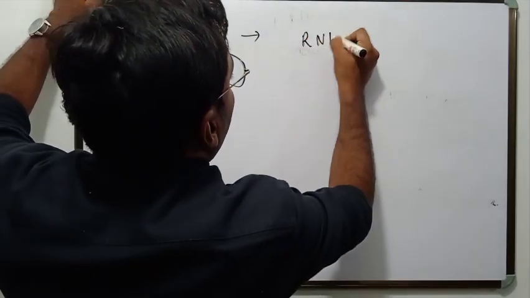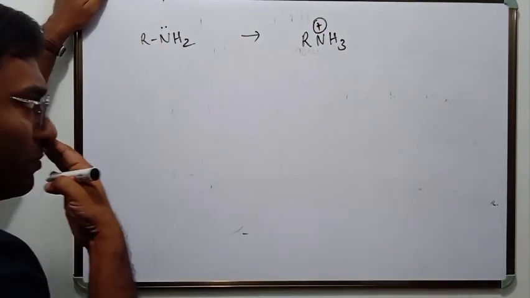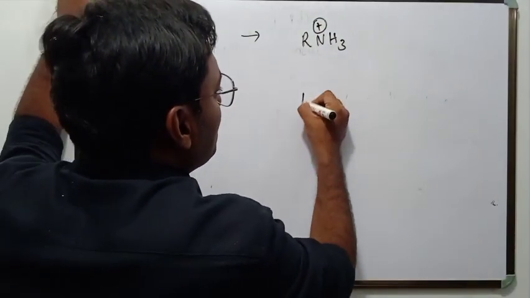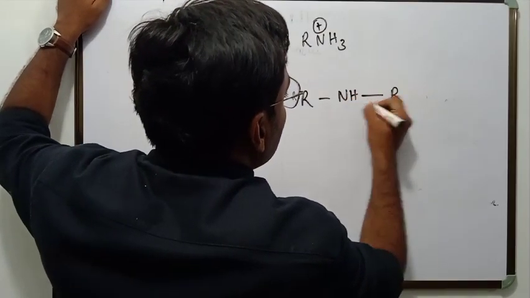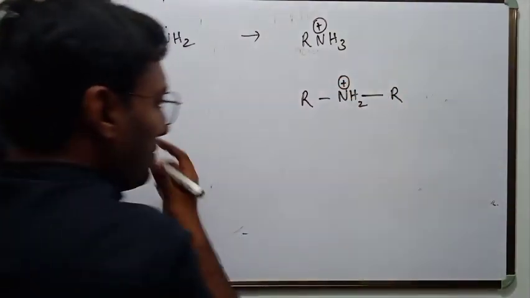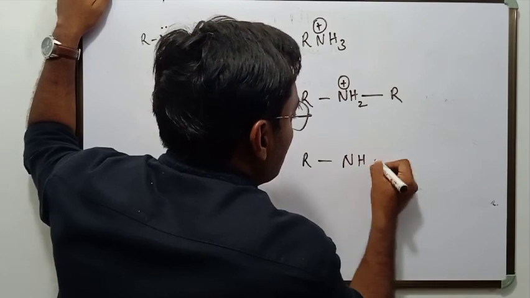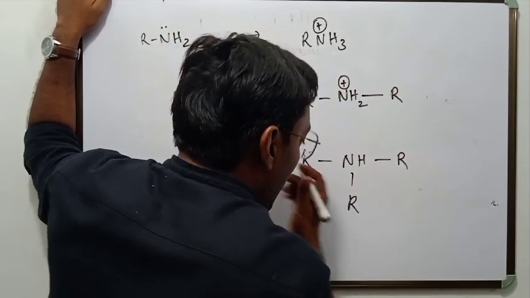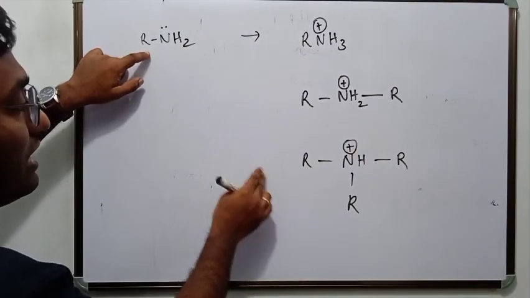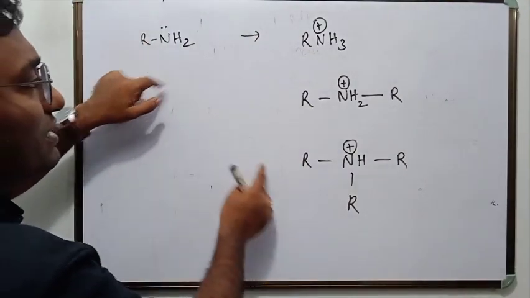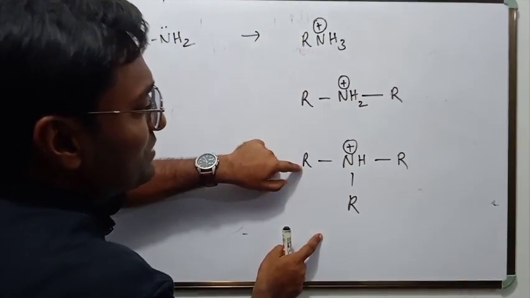Alkyl ammonium ion. This is what is formed for primary amine. What about secondary amine? What is formed? This is what is formed for secondary amine, right? For tertiary amine, what is formed? This is what is formed, trialkyl ammonium ion. This is what is formed when H plus is subtracted from water. This is formed for primary amine, this is formed for secondary amine, this is formed for tertiary amine.